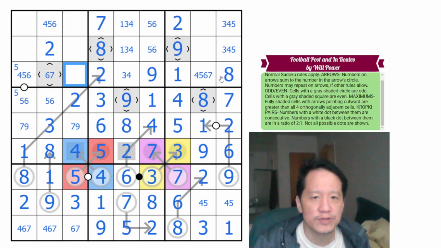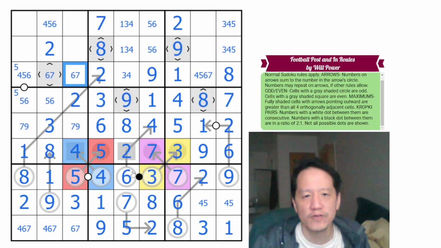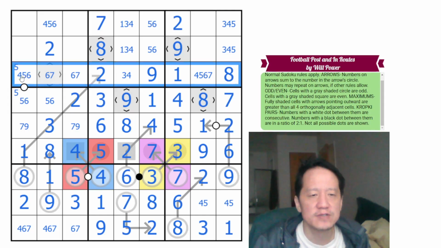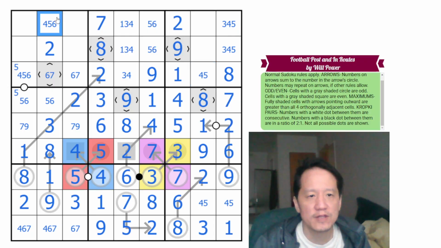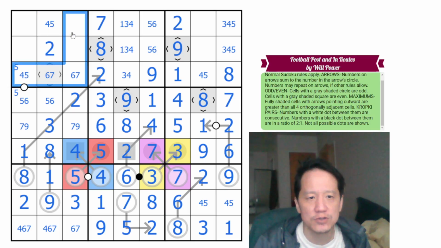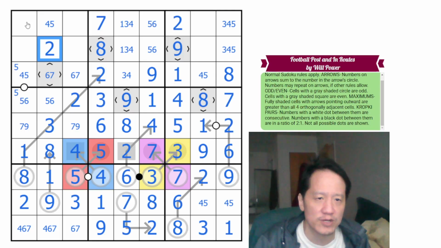This has to be 3 through 7, but it can't be 3, 4, 5. So this must be 6 or 7. Well, we have a 6, 7, 6, 7 pair in this row and in this box, which eliminates 6 and 7 in the box and the row. So this can't be 6 or 7. This can't be 6 or 7, and this can't be 6 or 7. Well, we now have a 4, 5, 4, 5 pair in this box too, which eliminates 4 and 5 from the rest of the box.